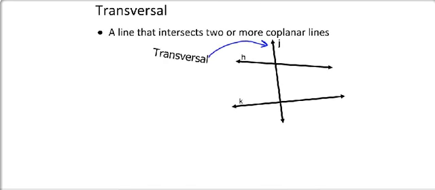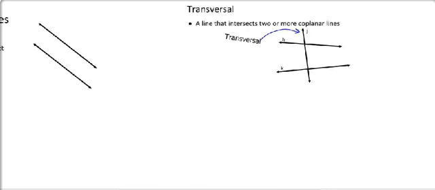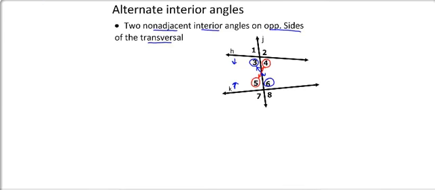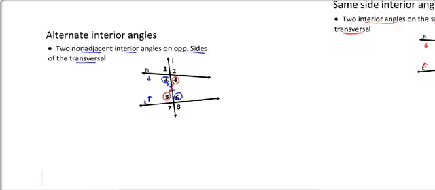Okay, then we started talking about this transversal thing. A transversal is a line that intersects two or more coplanar lines, and when that happens, you get all these angles. You get alternate interior angles. That's in blue. Those 3 and 6, those are alternate interior angles. 4 and 5, those are non-adjacent interior angles on opposite sides of the transversal.